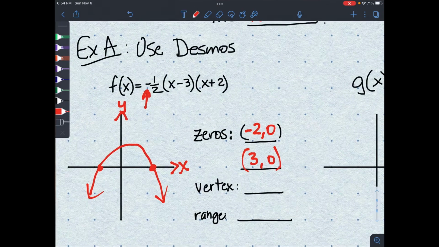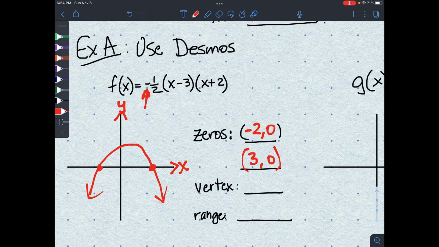Now, how do I get that point? Well, in Desmos, if you're looking at the graph and you don't know how to get it, what we're going to do is take these two numbers and add them up, then divide by 2. That's going to give me 1/2 or 0.5. Okay, so I know my vertex is 0.5. I'll put 0.5 comma something.